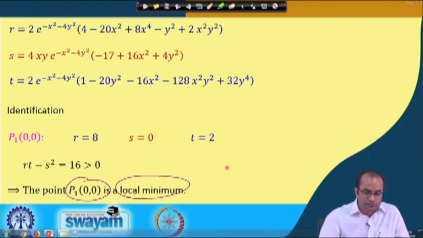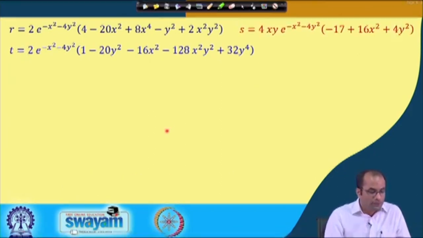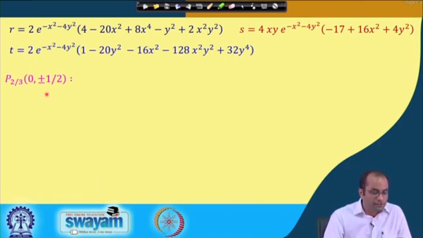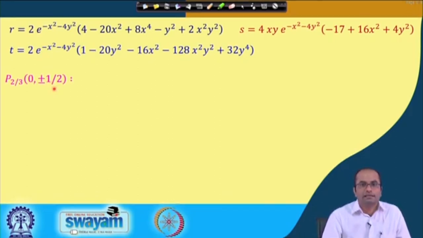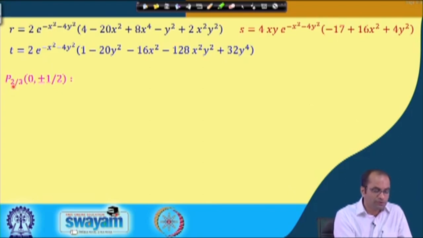And now we will consider the other points. The second and third points are 0, plus half and 0, minus half. Since y appears in all these expressions in even powers, we can deal with these together, because whether we take the plus sign or the minus sign, the even power of y will give the same number. So, we can consider these two points together. So, we are now discussing point number 2 and point number 3, 0 and plus minus half.